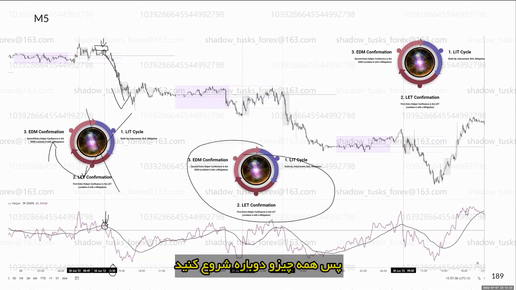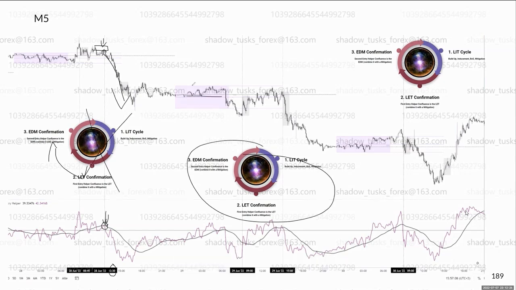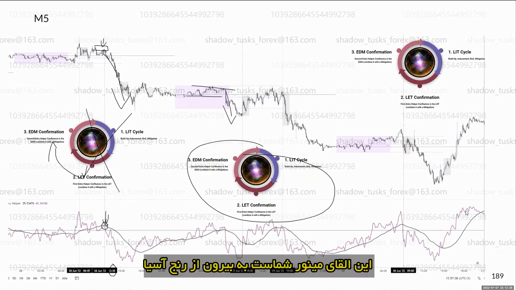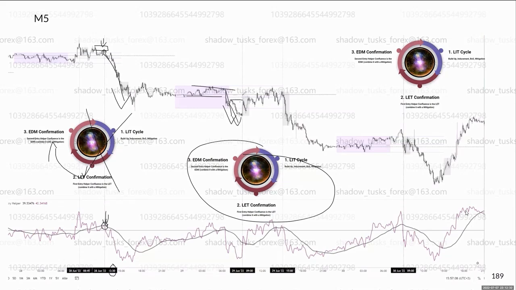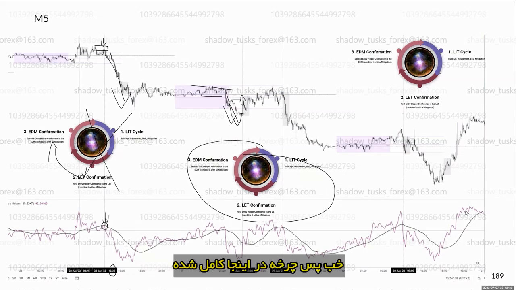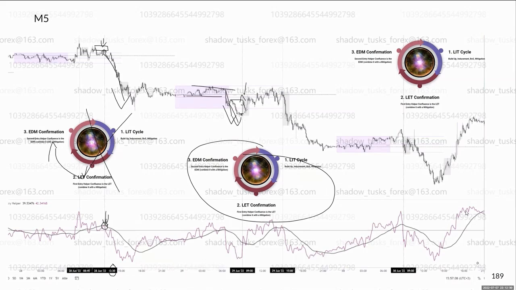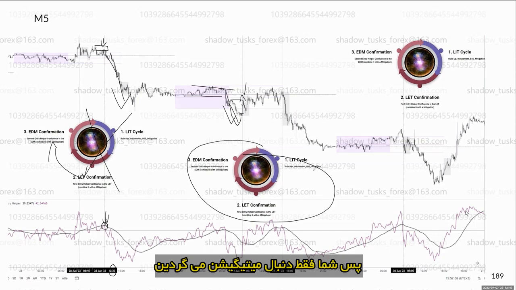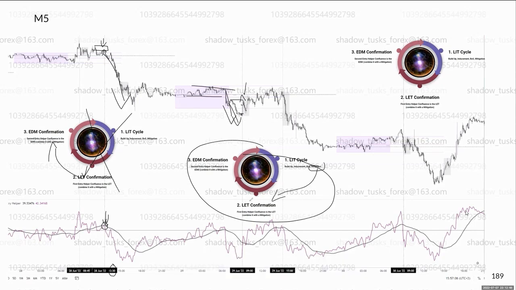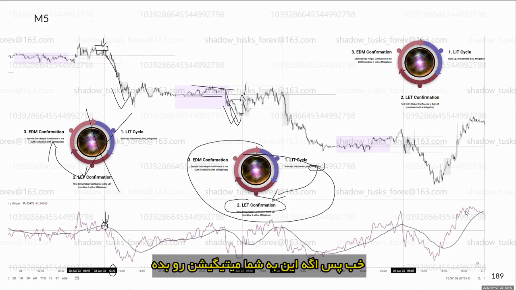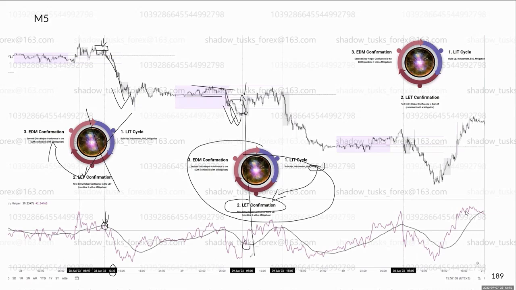So it starts all over again. So guess what we have? Build-up, inducement. Here's your minor inducement out of the Asia range. What is this? Your relevant break of structure. Here's your mitigation zone. So the cycle is done in here. So you're just looking for mitigation into what? LIT confirmation. So if this thing, boom, gives you the mitigation, you check your entry helper. And what a surprise! It is a LIT confirmation. So boom, check it.